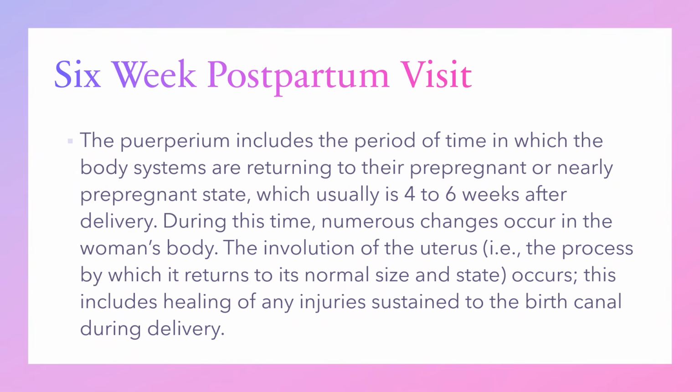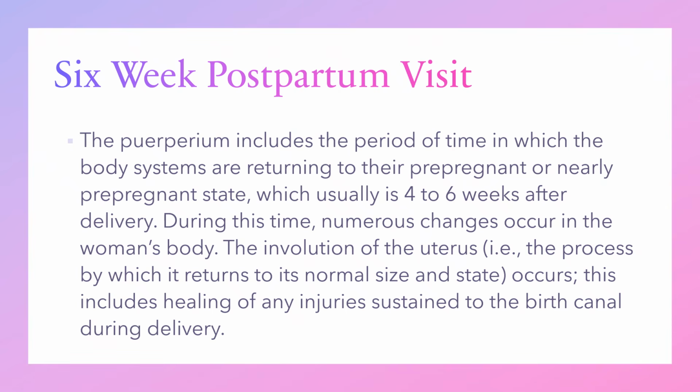Next up, we have the 6-week postpartum visit. This is kind of where we're bringing this chapter to an end. So the puerperium includes the period of time in which the body systems are returning to their pre-pregnant or nearly pre-pregnant state, which usually takes about 4 to 6 weeks after delivery. During this time, numerous changes occur in the woman's body, so the uterus obviously has to get back to the size that it was.